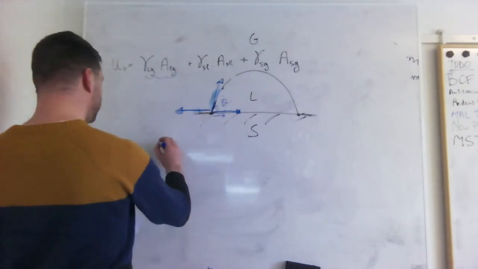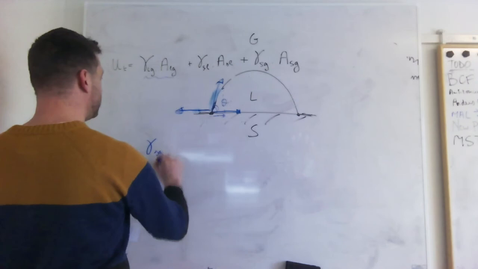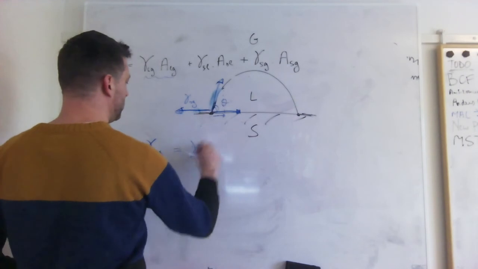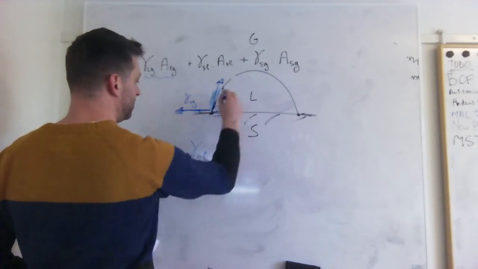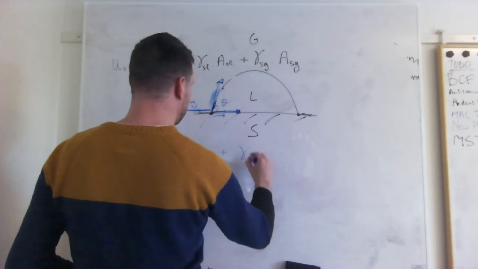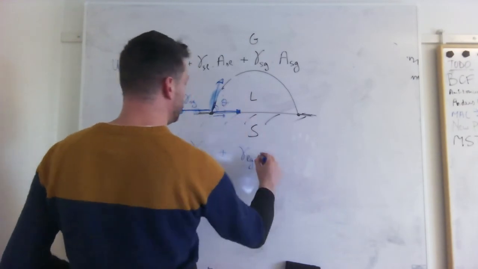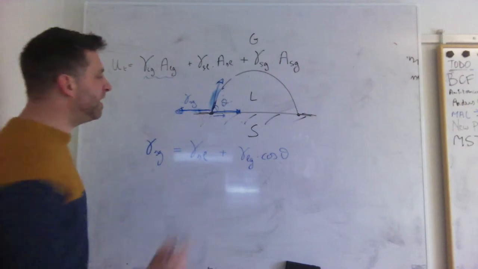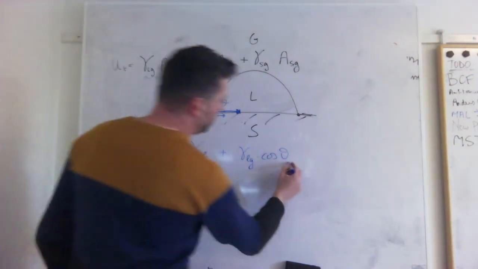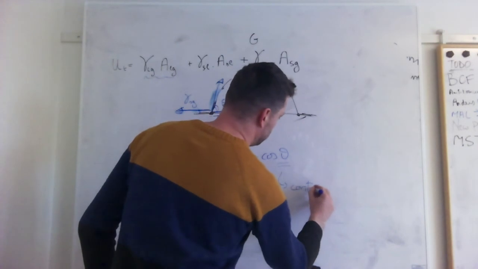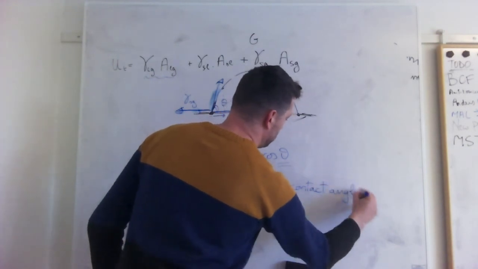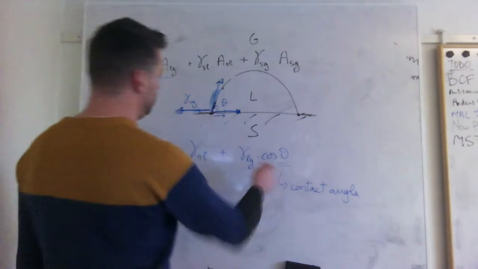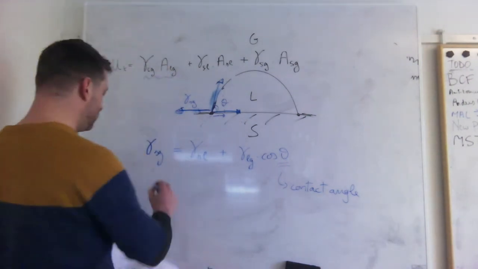That means that gamma solid-gas must equal gamma solid-liquid plus the projection of gamma liquid-gas. But it's projected, so I have to multiply by the cosine of the angle theta here. So if this system is in equilibrium, it means I will have an equilibrium angle theta here, and this is what I call the contact angle. So any liquid, gas, solid system has an equilibrium contact angle theta. And this formula I call Young's equation.